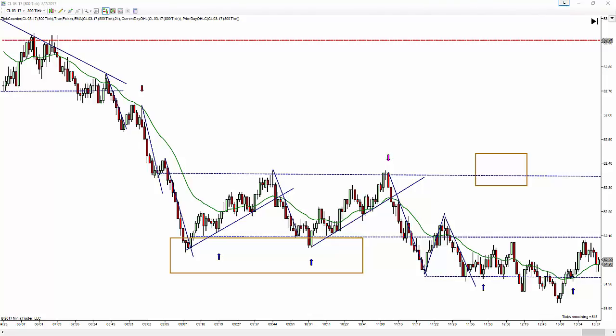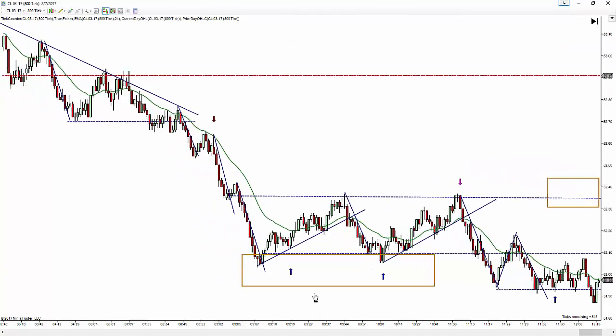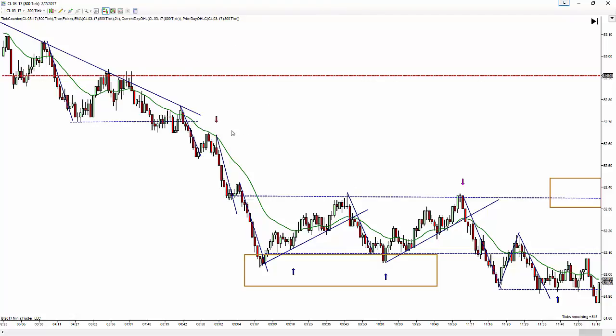These are CL trades for today using the slow hand method for price action. Kind of a different day today. I'll show you what happened. This is really at the open.